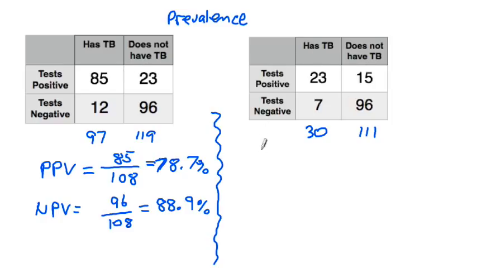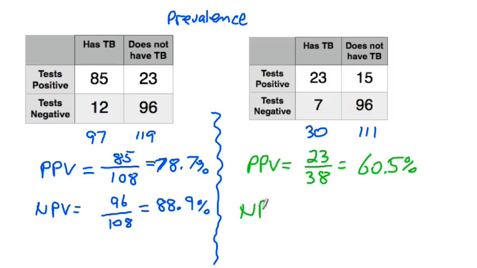Alright, so let's do the PPV of this side. Remember, PPV is the true positives out of all of the positives. So this will be 23 out of 38. And you'll find that this percentage is much higher. 23 divided by 38. Nope, I'm sorry. Lower. So this one is 60.5% of the time.